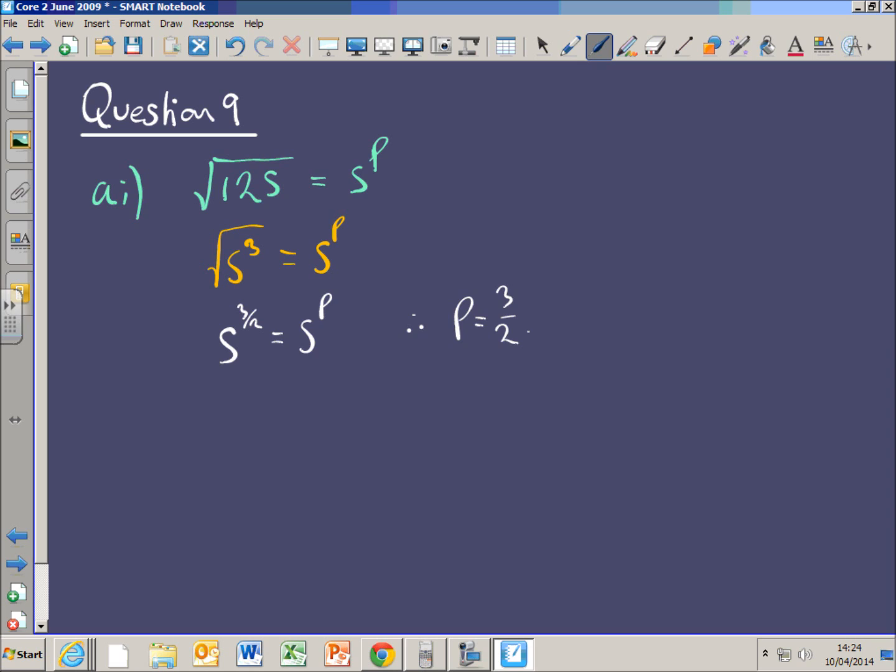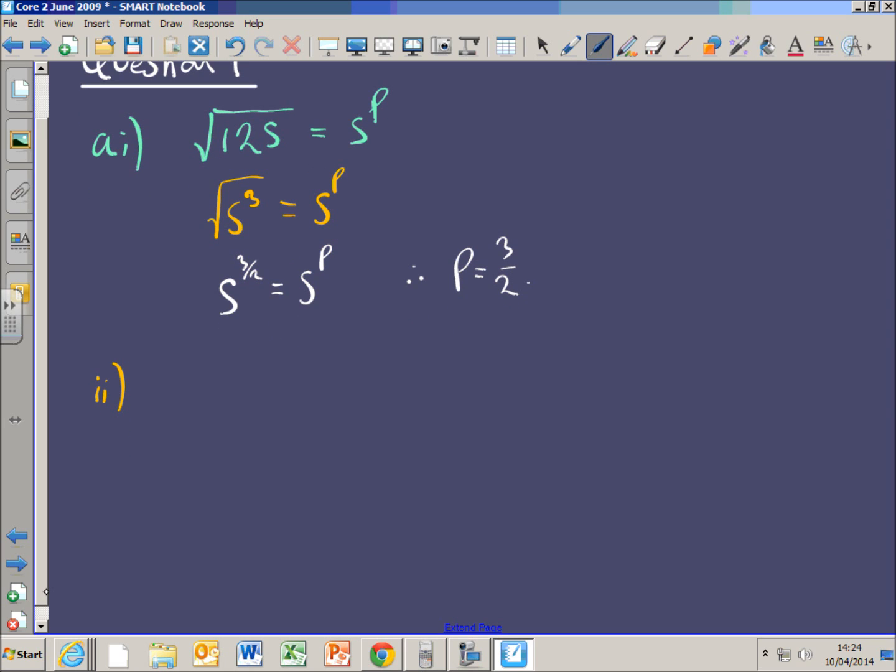Okay, part B, a similar sort of trick. 5 to the power of 2x is equal to the square root of 125. Can someone just tell me what the answer to this one is? It's only worth 1 mark. Yeah, I'll go with that.